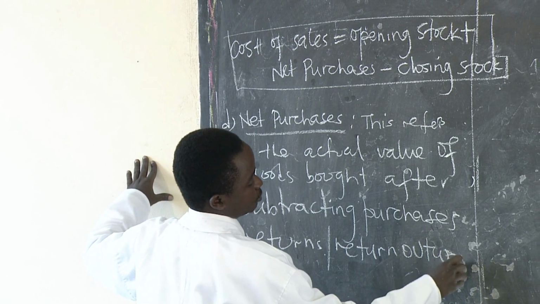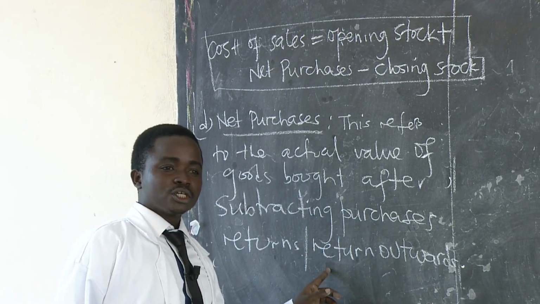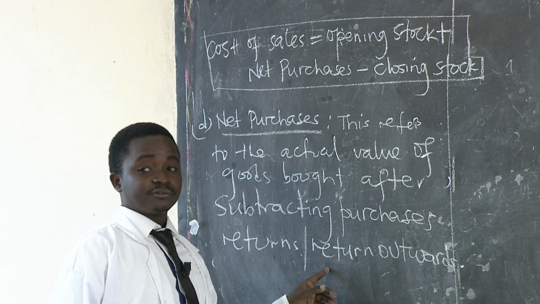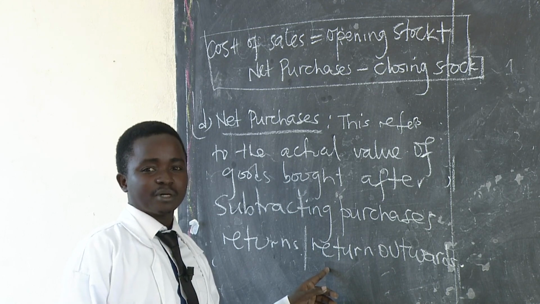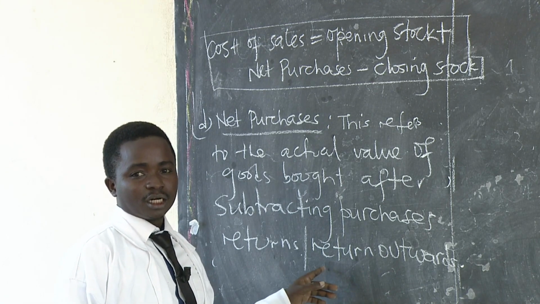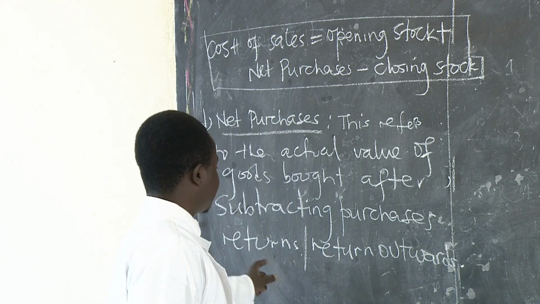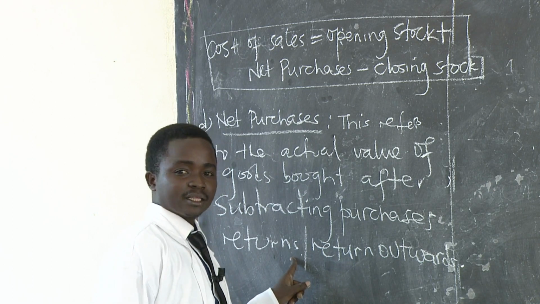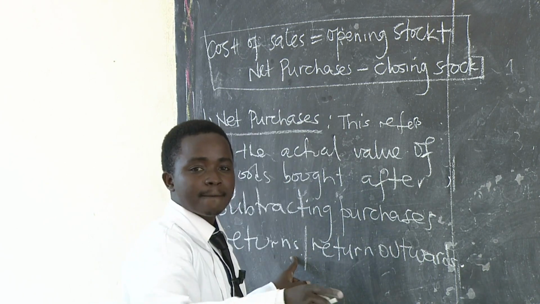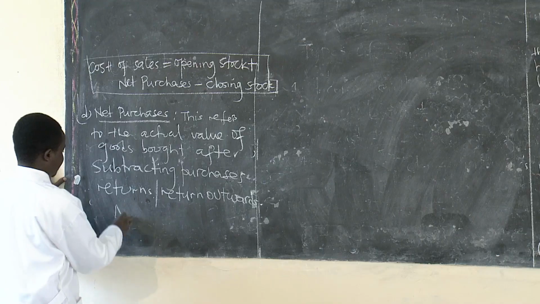So what are return outwards? These are goods returned to the suppliers by the business because of different reasons that we talked about. Maybe expiry, maybe poor packaging, maybe they have been supplied at a higher price than the agreed one, and therefore the business decides to take them back. That's why they are returned outwards. They are getting out of the business back to the suppliers.